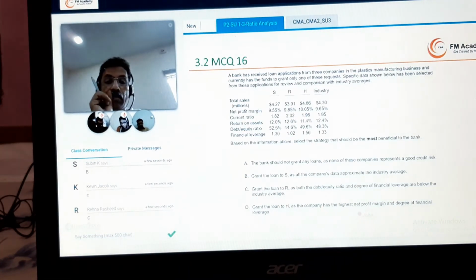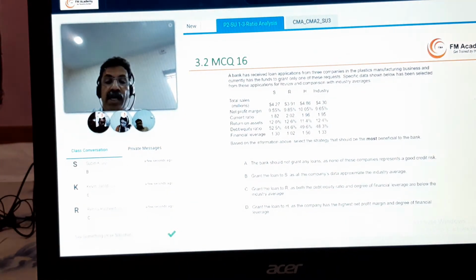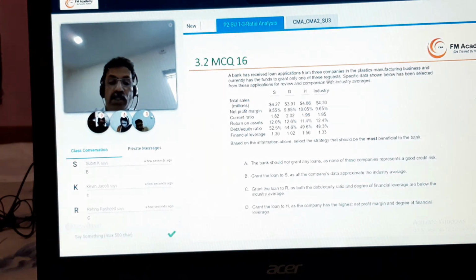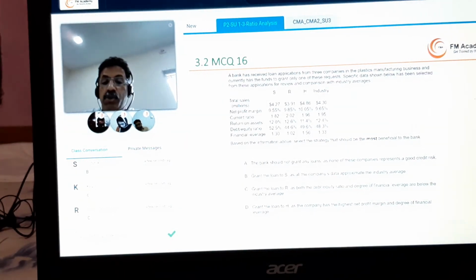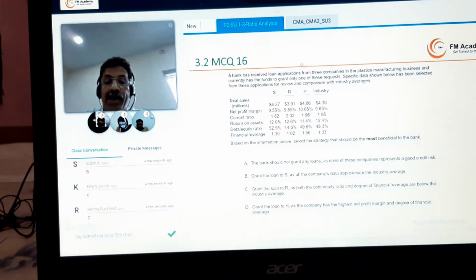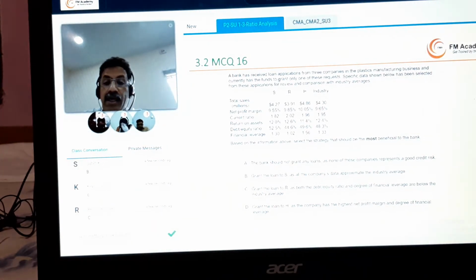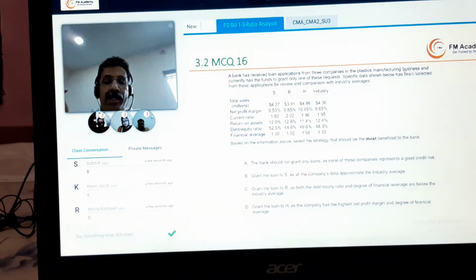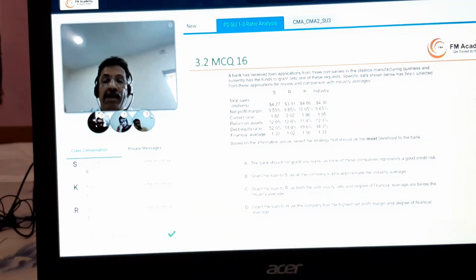Next. Again, you have a table with SRH and industry average. Based on the information above, select the strategy that should be the most beneficial to the bank. A bank has received loan applications from 3 companies in the plastic manufacturing business. All the 3 companies are in the same industry and the bank currently has the funds to grant only one. So there is a competition. That is always the case actually. You cannot cater to all the eligible applicants. So you have to select the best and then give the loan.